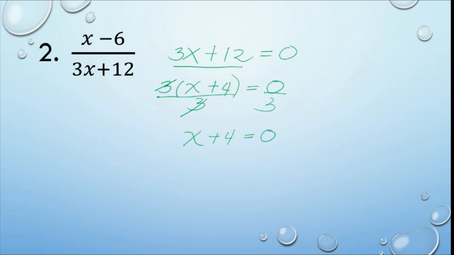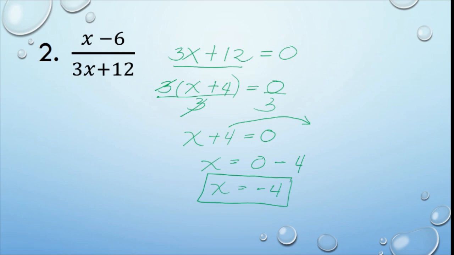Okay? Then, just like what we did a while ago, we have to separate the variable to the constant so that we can get the excluded value. So, transpose 4 on the other side and write its additive inverse. So, that will be x equals 0 minus 4. Okay, and 0 minus 4 is negative 4. So, therefore, this is the excluded value. Ito yung hindi dapat maging value ng x. Kasi pag negative 4 ang value ng x, magiging 0 ang denominator at yun ay magiging undefined. Okay? Next.